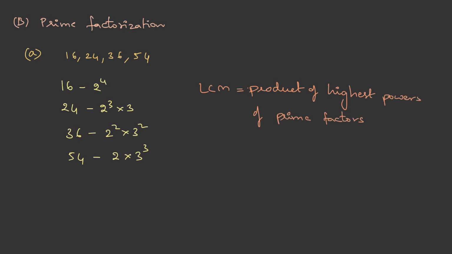it is the product of highest powers of the prime factors. Here write down the prime factors. We have only 2 and 3. Now look at the highest power. So for 2, here it is 1, 2, 3, 4. This is the highest. Now for 3 the highest is 3 itself. So 2 power 4, 3 power 3. So this is 16 into 27, that is 432.